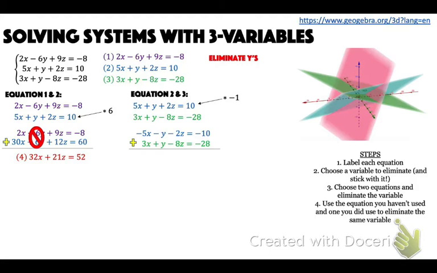Now we can add those together. The y's are going to cancel, and I'm left with -2x minus 10z equals -38. And I'm going to call that equation number 5.